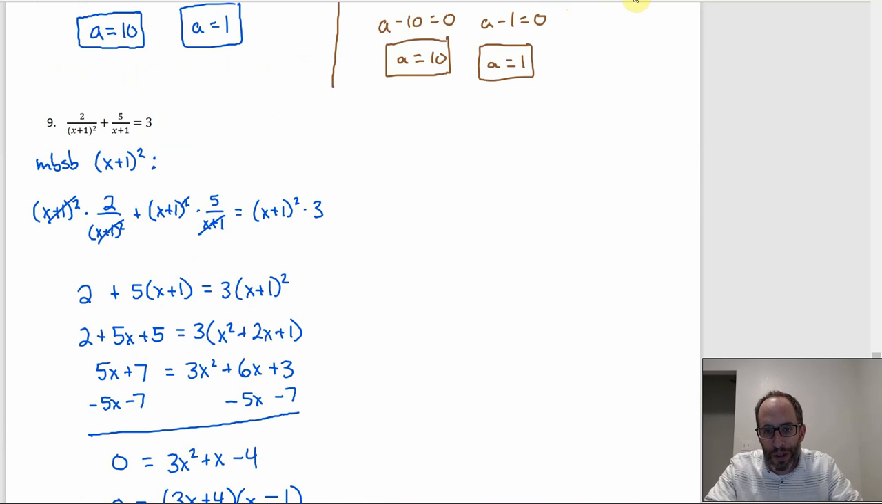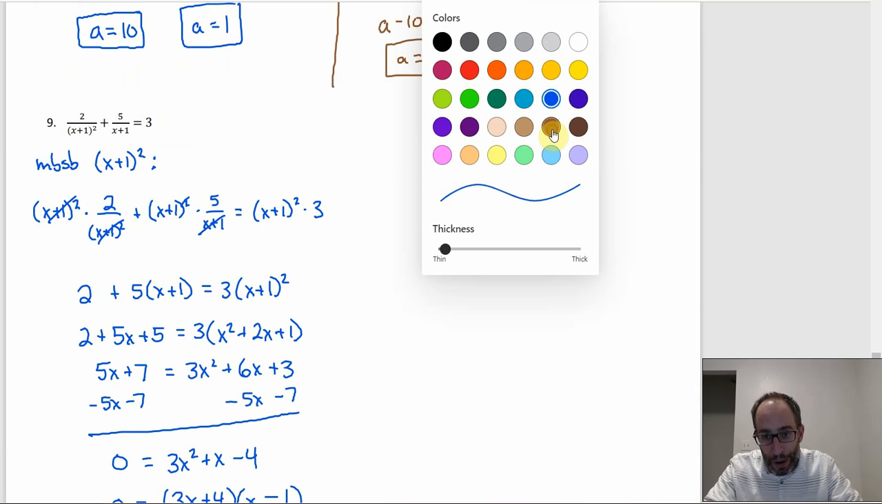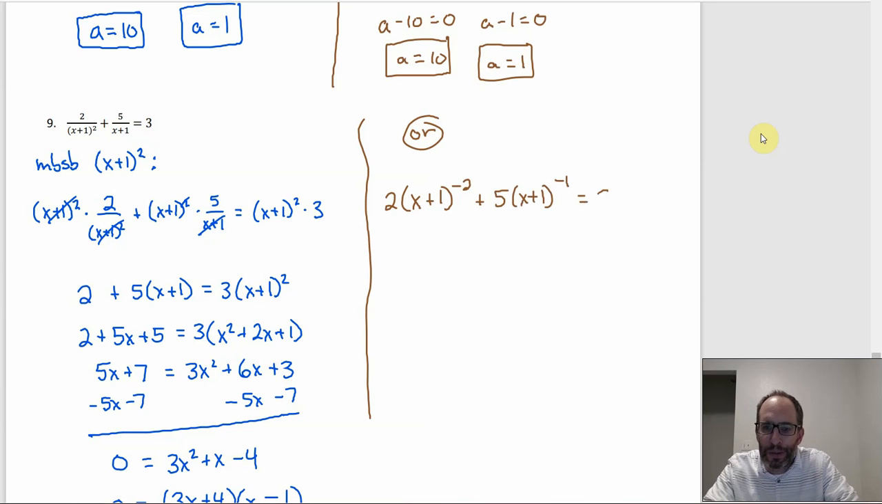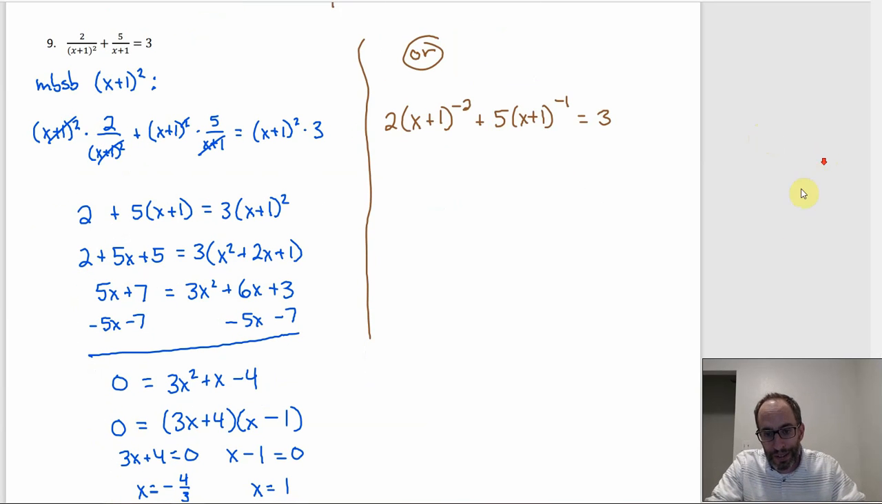The other way that you could do it, and I'm not going to do this all the way out, but I do want to point this out. You could do number 9 like this, as 2 times x plus 1 raised to the power of -2 plus 5 times x plus 1 raised to the power of -1 equals 3. And then you could do a u substitution. You get a 0 on the right, you do a u substitution, and that will work. I think that one's significantly longer if you do it that way, but it's not wrong. You'll eventually get the same exact answers, 1 and -4/3. So that's another option.